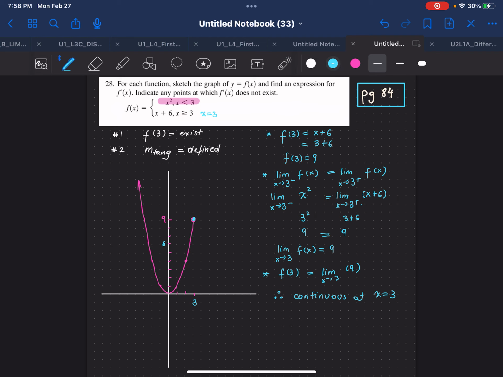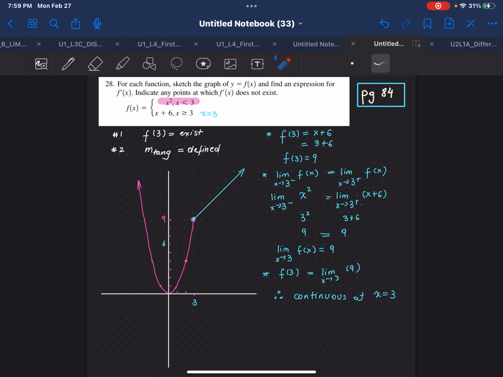We have to fill the circle in because we have the value of x equals 3 included on this equation. And from here on, we draw the graph of the line with a slope of 1. And this will be the second piece. As you can see, the function actually is continuous at 3, as we proved it algebraically as well. And that's because there is no hole in here.